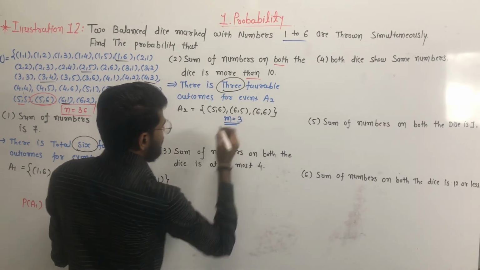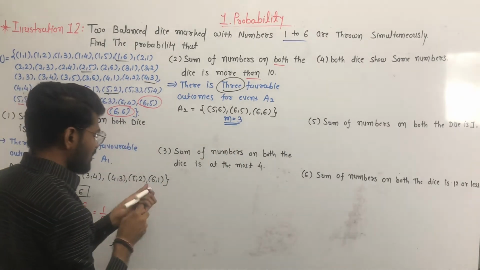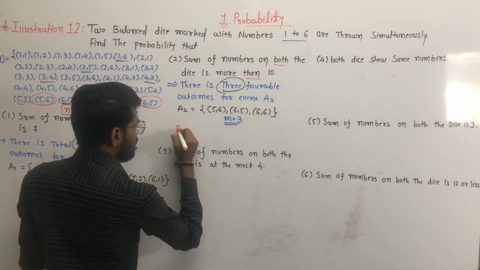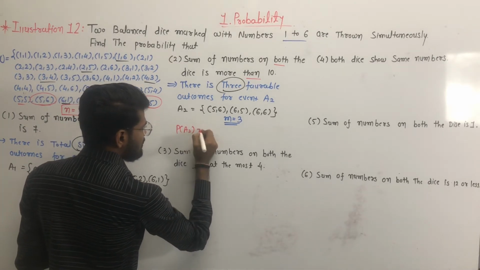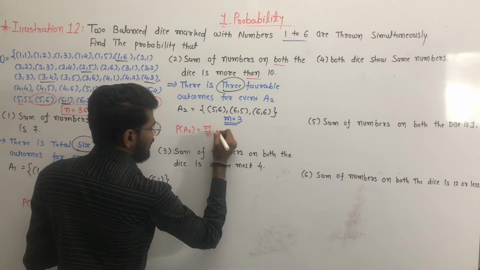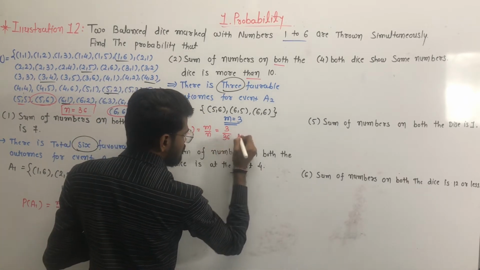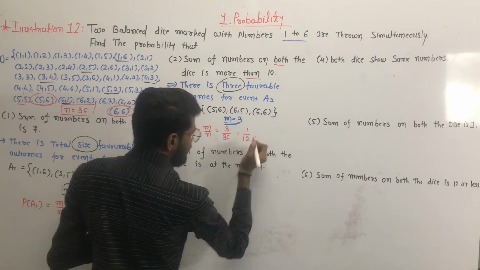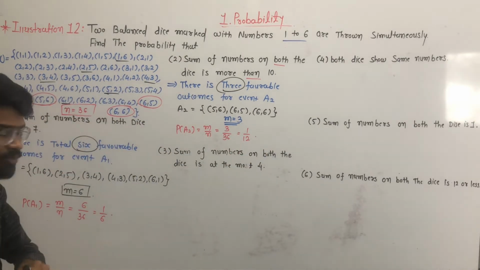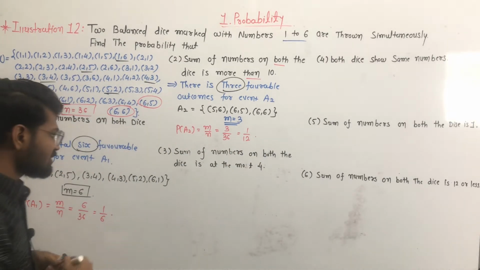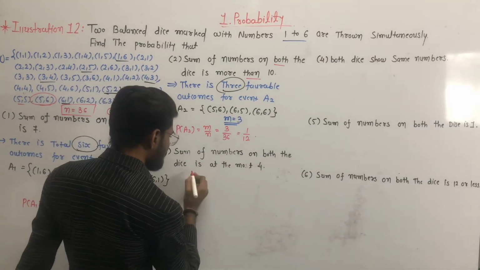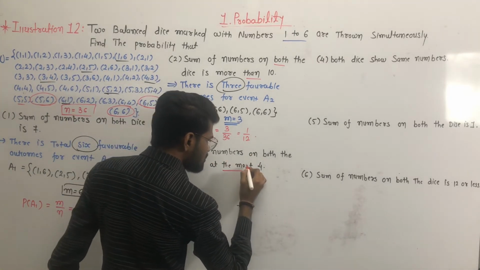Now we have to find the probability of event A2. Probability of event A2 is equal to m by n. m is equal to 3 and n is equal to 36. So it will be 1 by 12. Done? Okay. Now event 3. Event 3 is that the sum of numbers on both dice is at most 4.